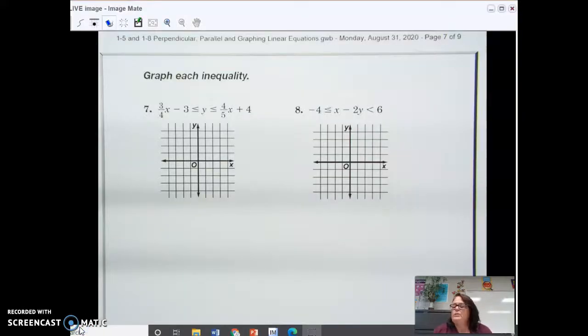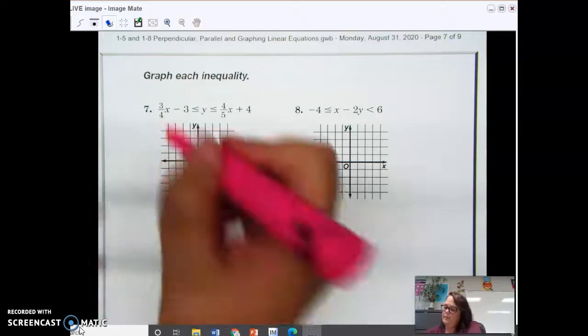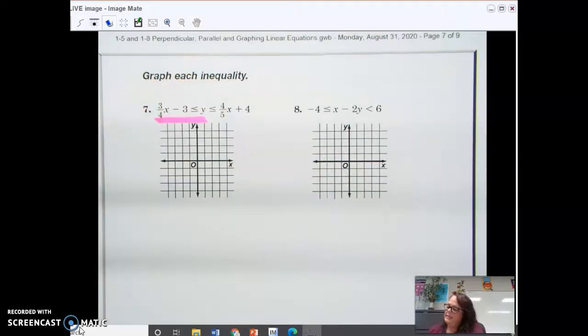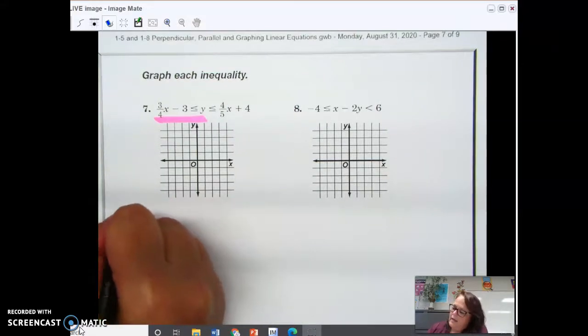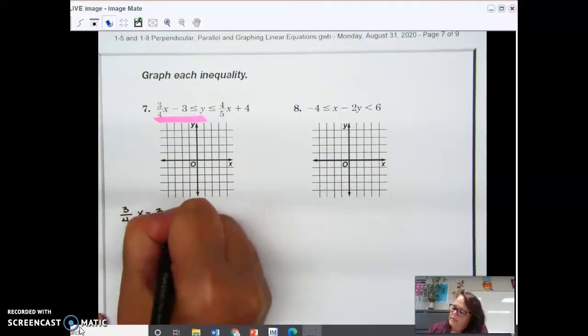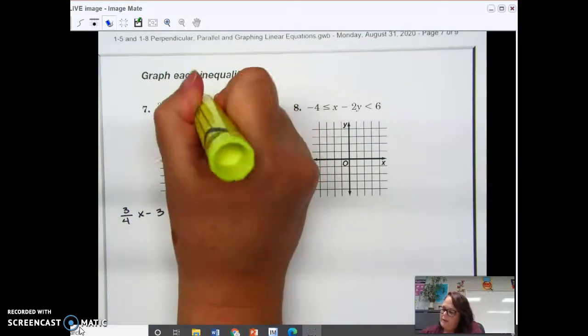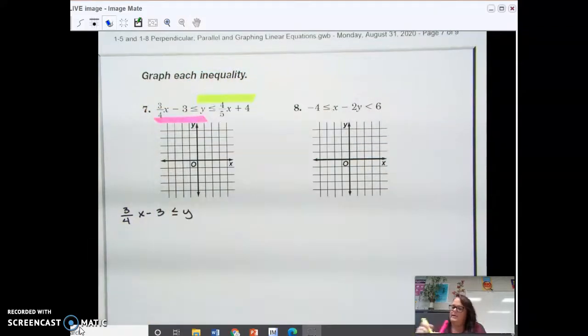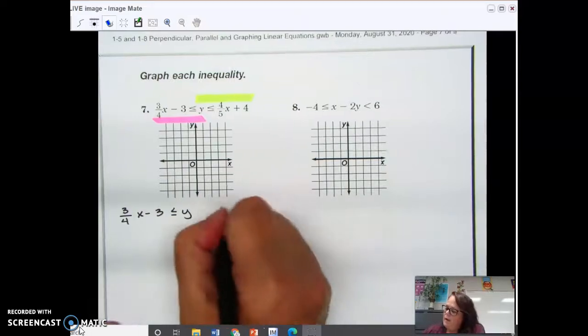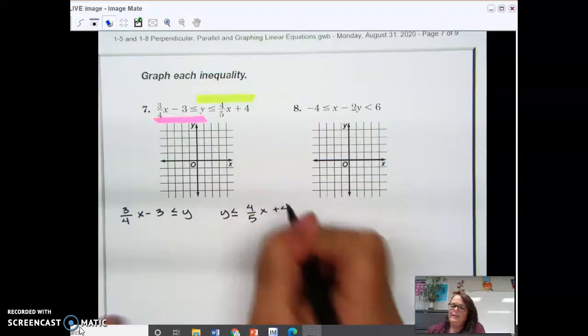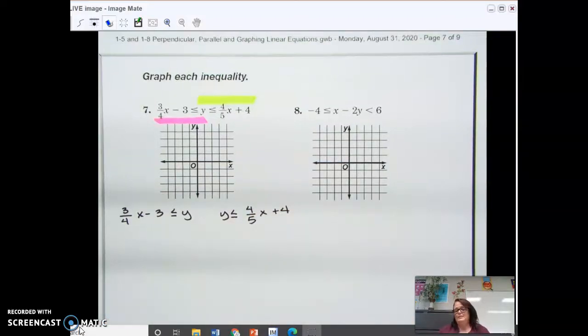So if we take a look at question number 7, I know it looks kind of crazy, but I want you to see it as 2 separate inequalities. I've got this inequality on the left that says 3/4 x minus 3 is less than or equal to y. And then I have this other inequality on the right that says, and also y is less than or equal to 4/5 x plus 4. Now, individually, we know how to graph these. We just didn't know how to graph them when you squish them both together.